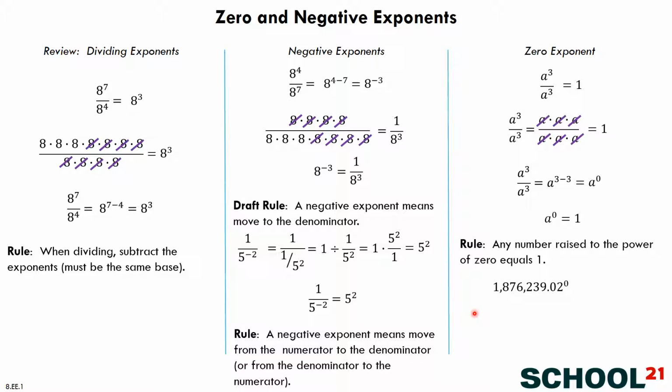Makes things so easy. Because what if you have this problem right here? What's that going to equal? 1. What if you have this problem here? A quadratic equation all to the 0 power. What's that going to equal? 1. You got it. Okay. So negative exponents means move from the numerator to the denominator or vice versa. And zero exponents, anything to the 0 power is 1. Make sense? Yeah. Very good.